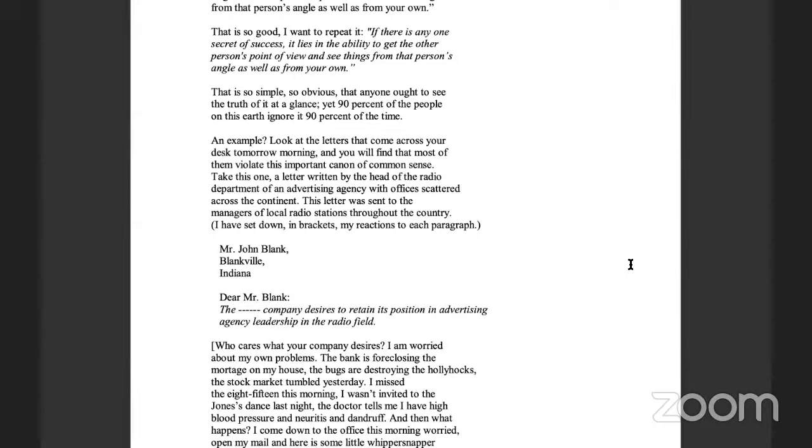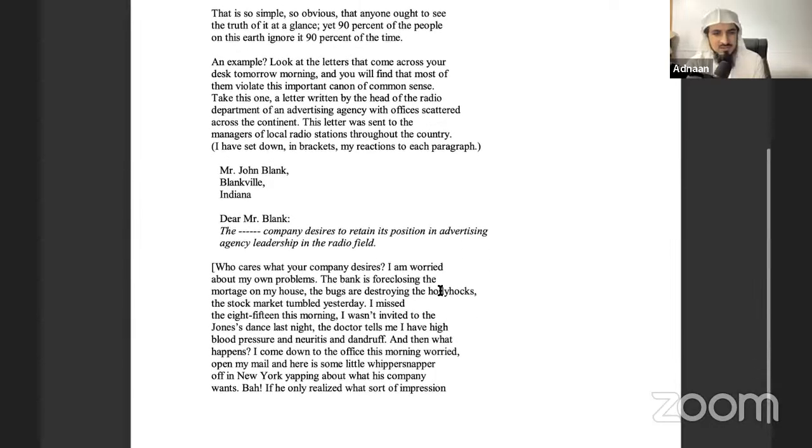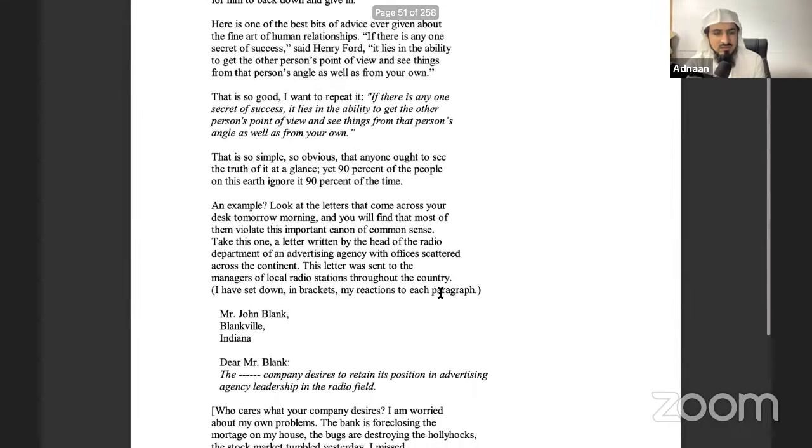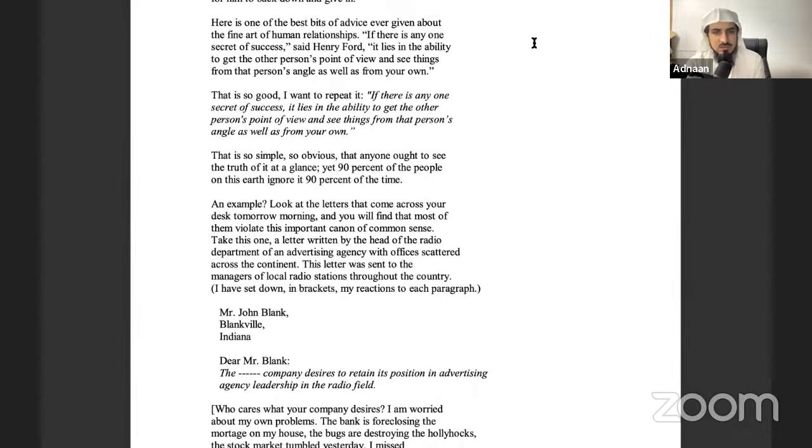An example, look... Stop there. We'll read this tomorrow, inshallah. It's a little bit long. Inshallah, we'll read that.